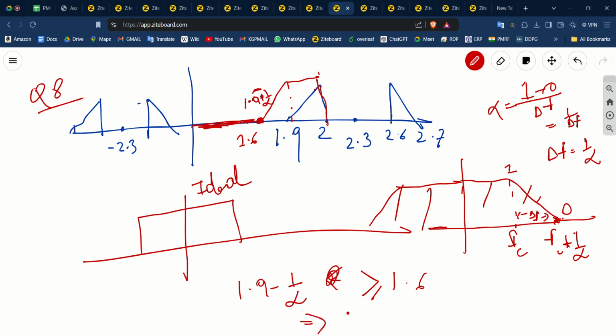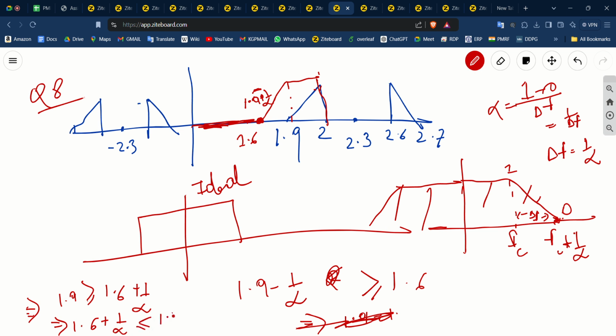So 1.9 minus 1 by alpha is greater than or equal to 1.6, implies 1.6 plus 1 by alpha is less than or equal to 1.9, implies 1 by alpha is less than or equal to 0.3, implies alpha is greater than or equal to 1 by 0.3. 1 by 0.3 is 3.33, implies alpha is greater than or equal to 3.3.